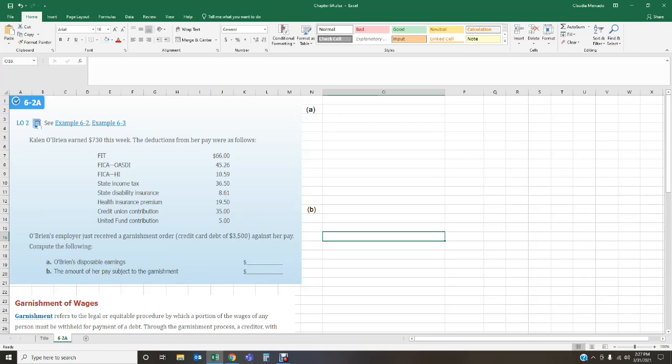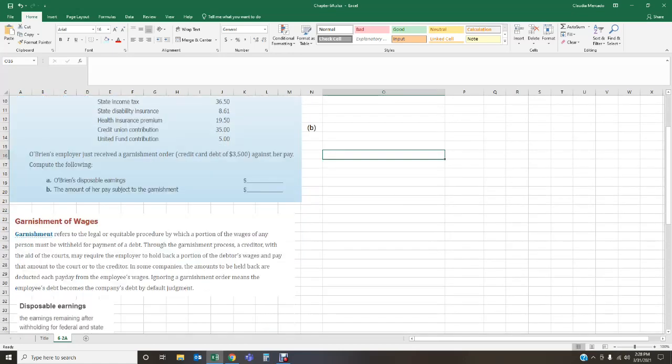It says O'Brien's employer just received a garnishment order for a credit card debt of $3,500 against her pay. Compute the following. We have to first compute O'Brien's disposable earnings and then the amount of her pay subject to the garnishment. Now, in your book, there's a lot of information. I just copied a piece of it that talks about garnishment of wages.